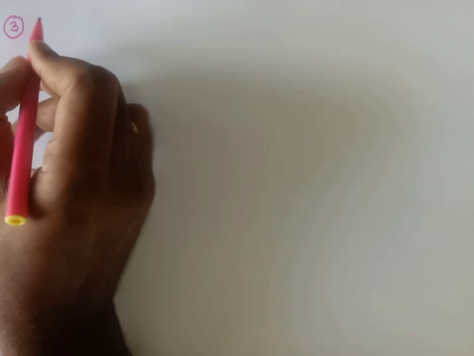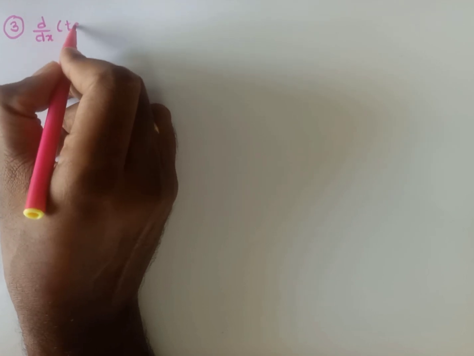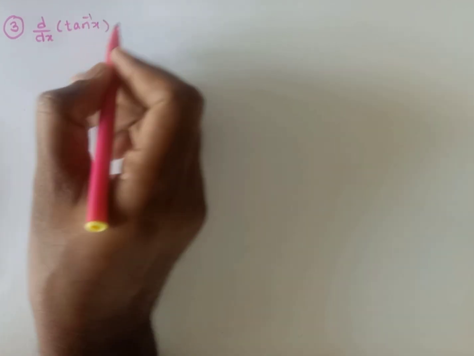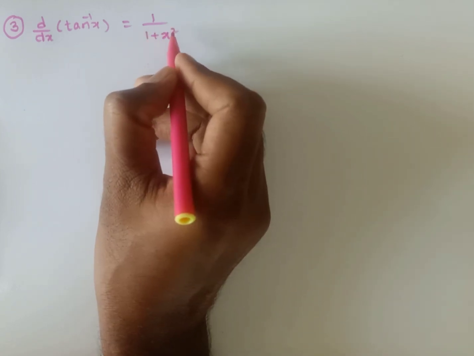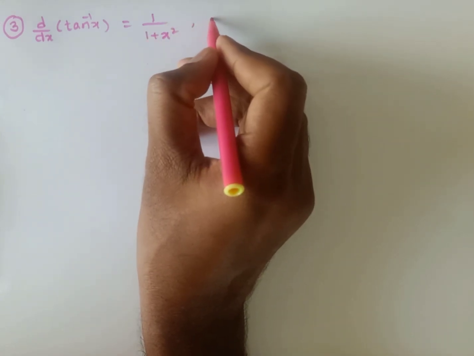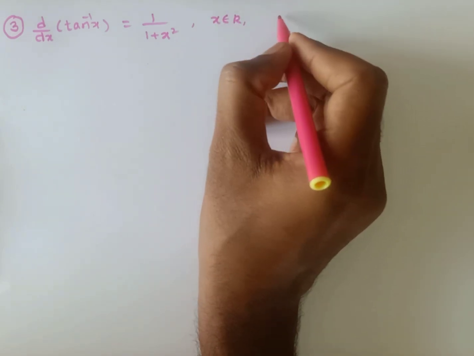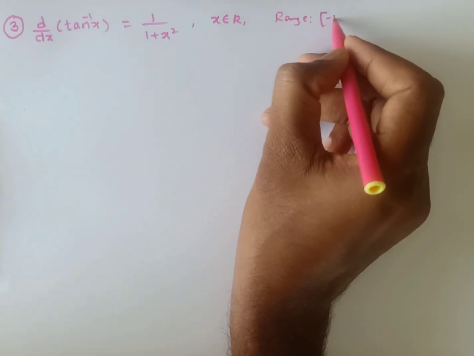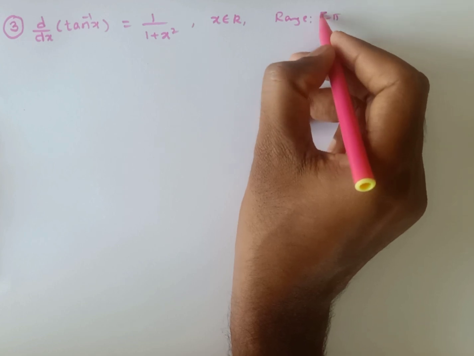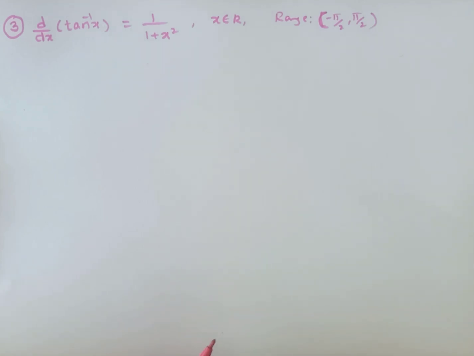So next, third one, that is the derivative of tan inverse of x. d by dx of tan inverse of x is 1 by 1 plus x square. Here x is the input for tan inverse x, which is all real numbers, but the output is the range for tan inverse of x, as we know in inverse trigonometric functions, that is the open interval minus pi by 2 to plus pi by 2.